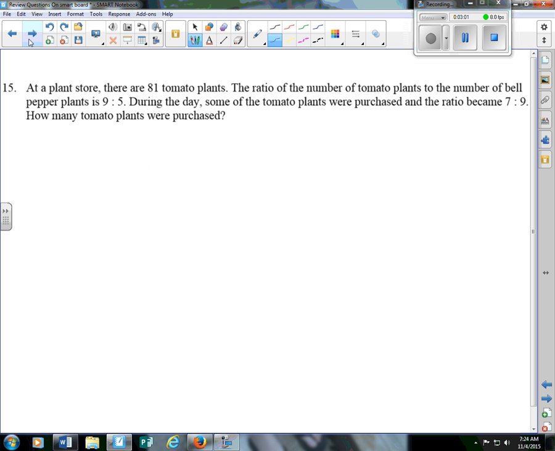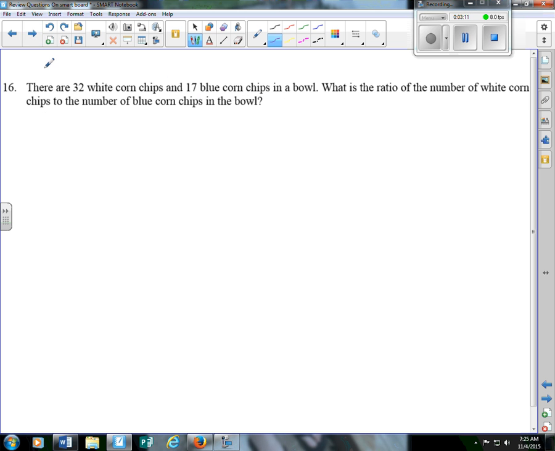Next problem. I'm not going to go over this one because it might be a bonus on your test. There are 32 white corn chips and 17 blue corn chips in a bowl. What is the ratio of the number of white to the number of blue corn chips in a bowl? And I got 32 to 17. And that's correct.